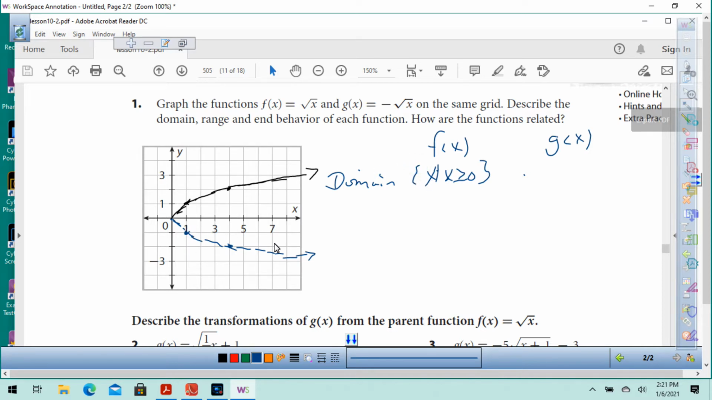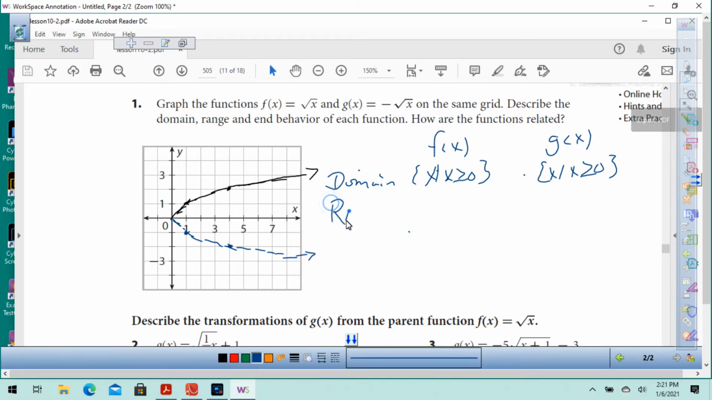Well, what about for g of x? It's the same thing. It's going to be x such that x is greater than or equal to 0. Now, why can't it be less than 0? Well, think about it. f of x is the square root of x. If you put negative 1 in there, you get a non-real number. Okay, so we can't do that.